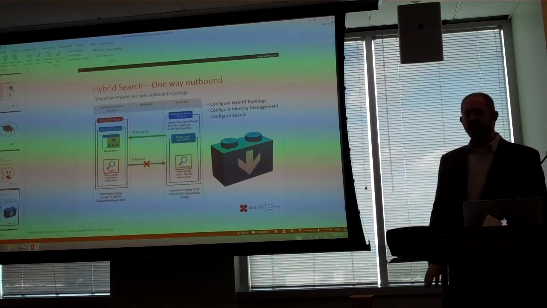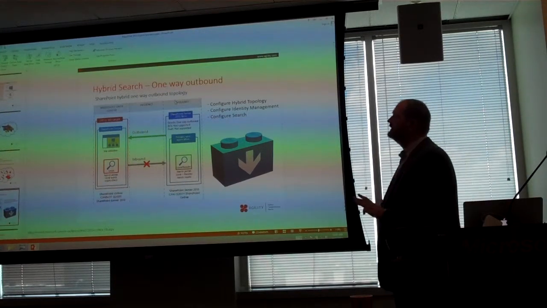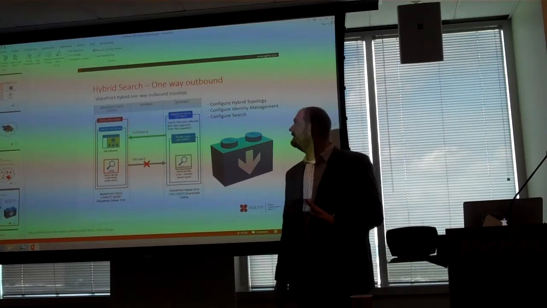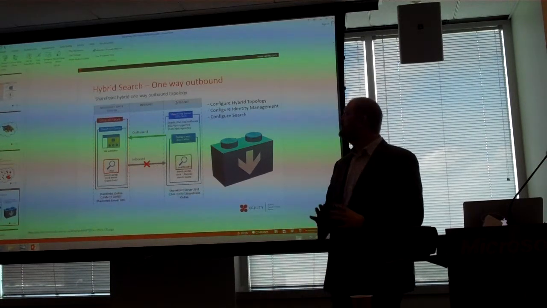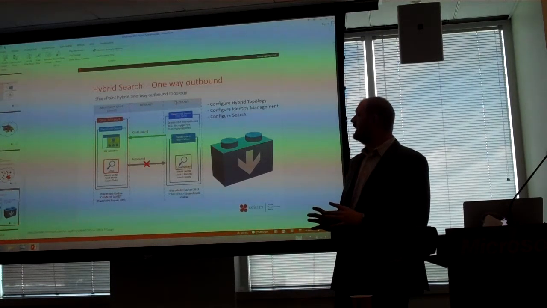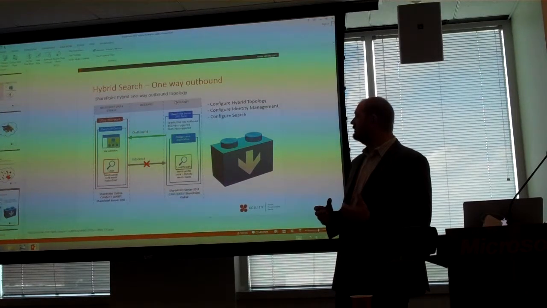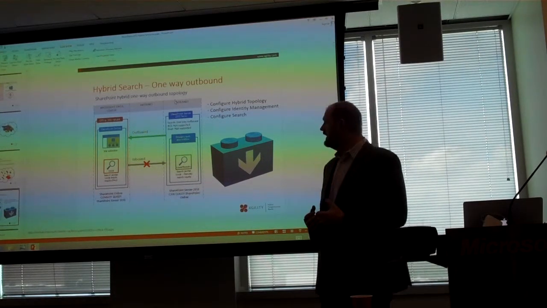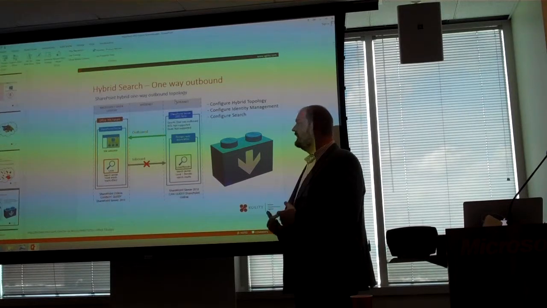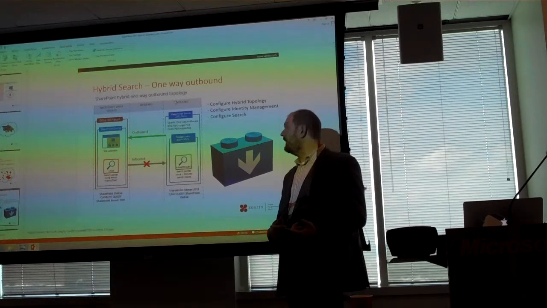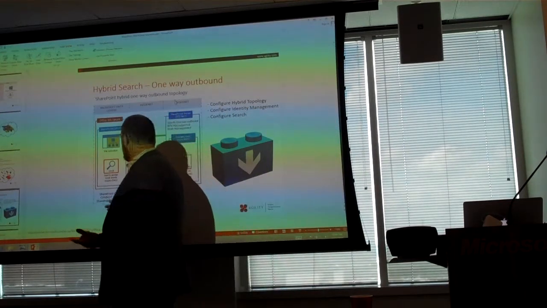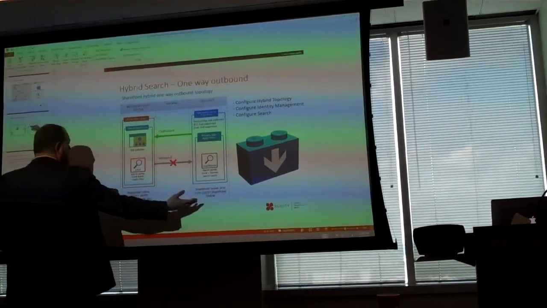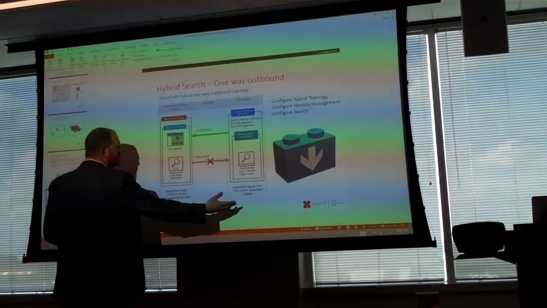So there's three scenarios for hybrid search. You have hybrid search in a one-way outbound scenario, okay? And that means that when you're on-prem and you're searching, all right, the SharePoint server can query SharePoint online, but when you're external and doing a search, it doesn't query anything internally, okay?